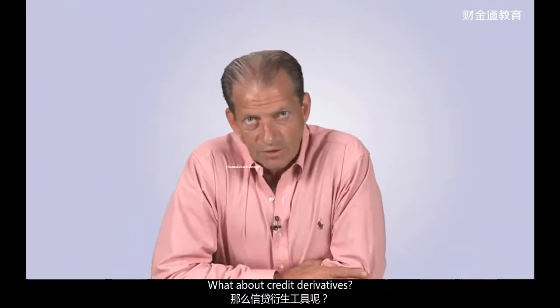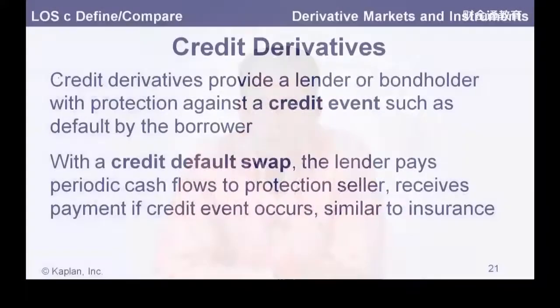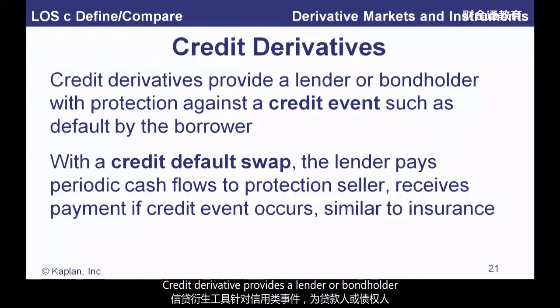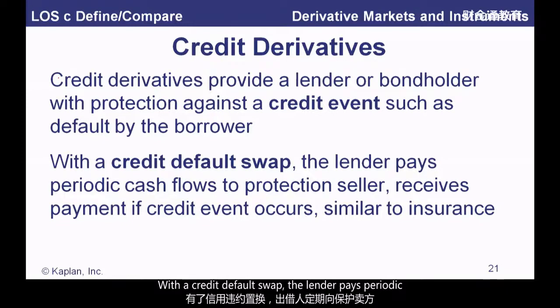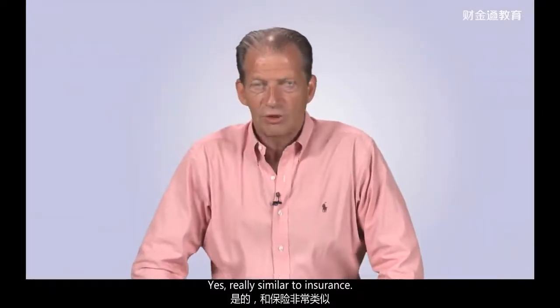Now, what about credit derivatives? They're probably the most challenging of these. Credit derivatives provide a lender or a bondholder with protection against a credit event. So default by the borrower, it could be a downgrade in a rating. They can define the credit event however they like in the contract because these are customized contracts. With a credit default swap, the lender pays periodic cash flows to the protection seller and receives payment if a credit event occurs, similar to insurance. Yes, really similar to insurance.